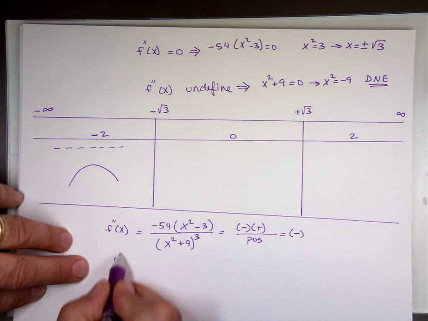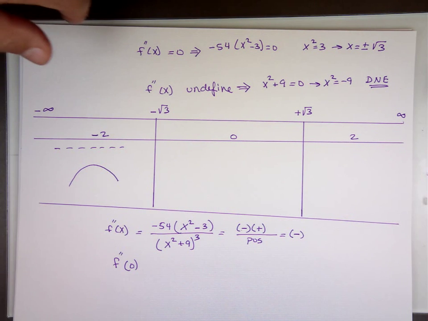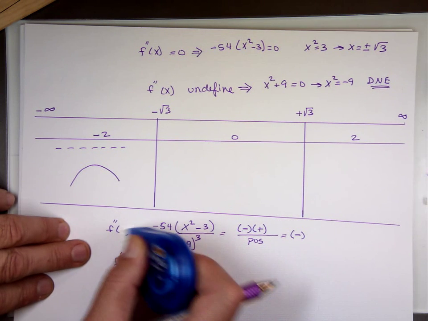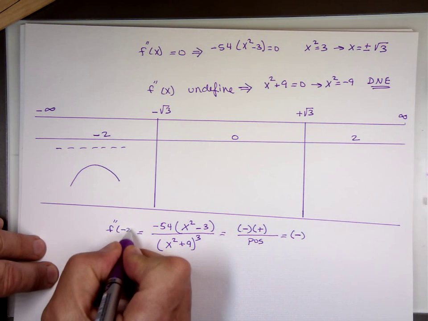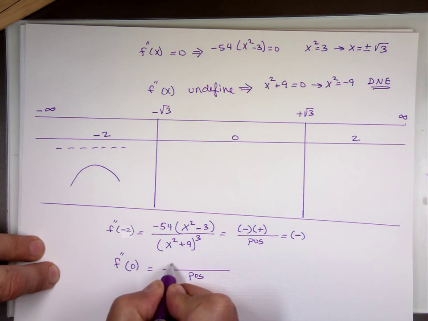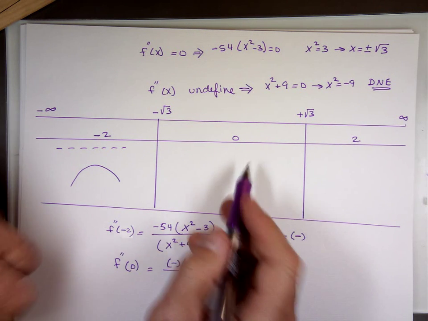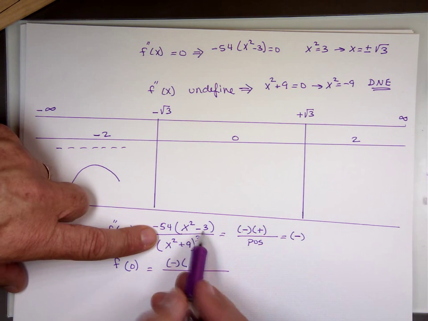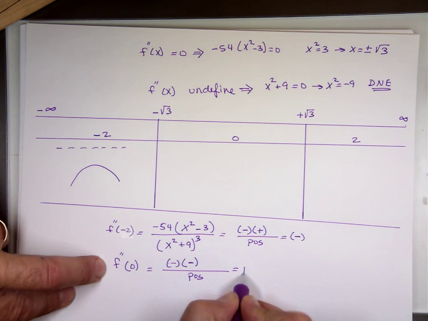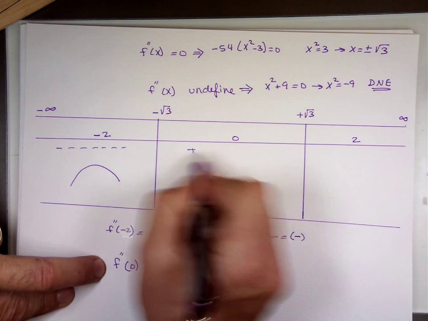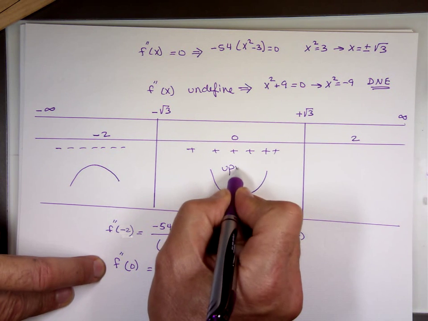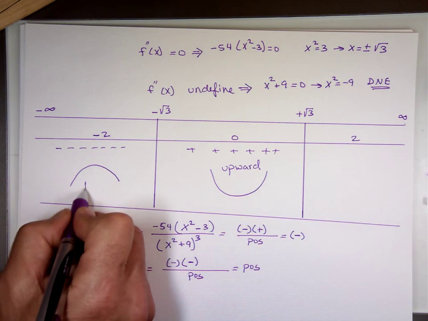Let's try the second derivative at 0. This was at negative 2 here. I was testing the negative 2. The bottom is always positive. This is a negative here. When it's 0, what is 0 squared? 0 minus 3, that's a negative value. Negative times negative, positive over positive, that's a positive. Concave upward.